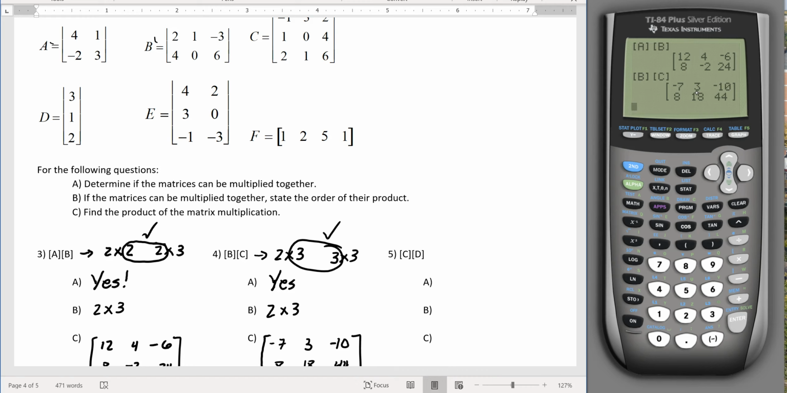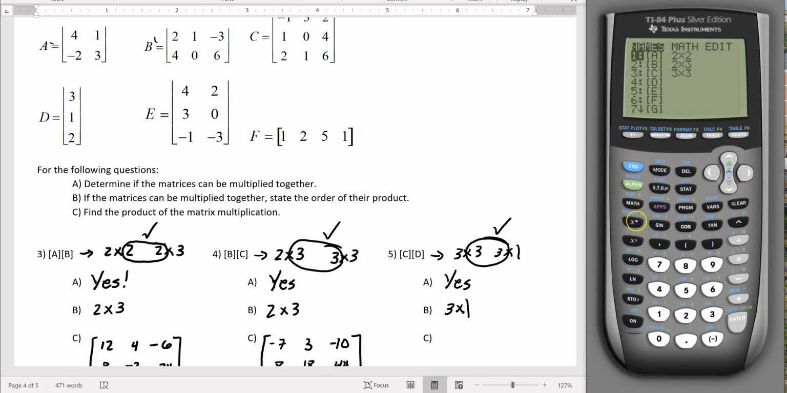So C is a 3 by 3 matrix. D is a 3 by 1 matrix. These middle numbers are the same, so we can multiply them. Yes, the order will be the outside, so 3 by 1. And let's do it. I need to edit matrix D here, so it becomes this matrix here. It is a 3 by 1 that has the order of 3, 1, 2. So shout out to Chicago.